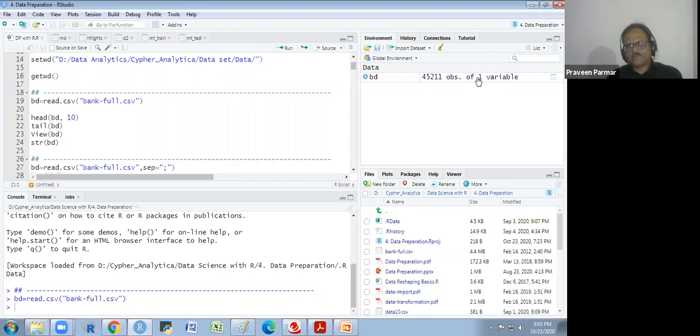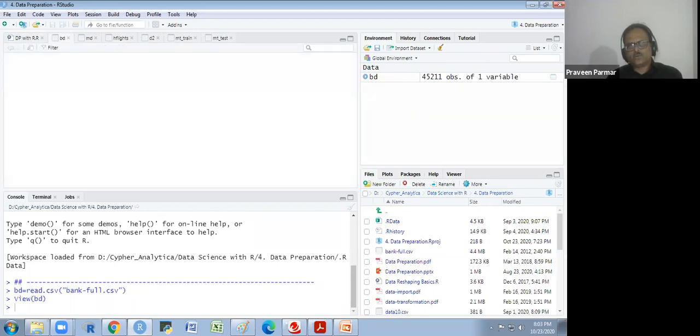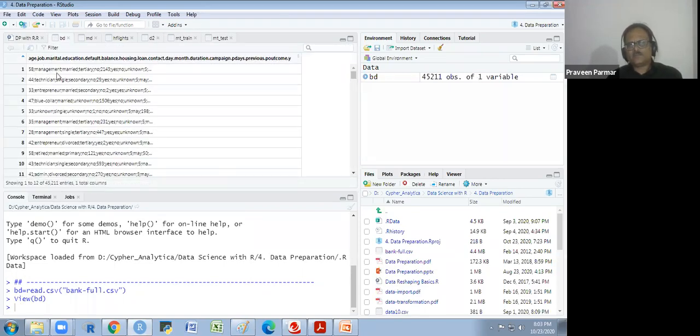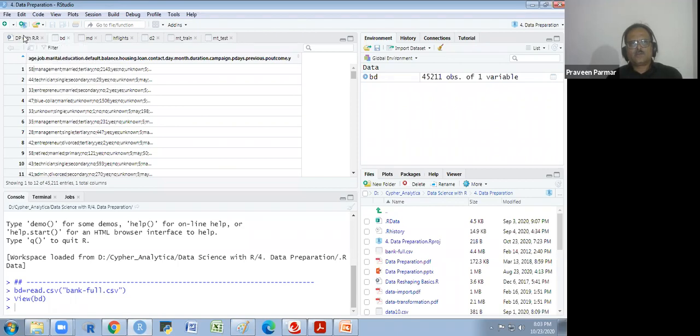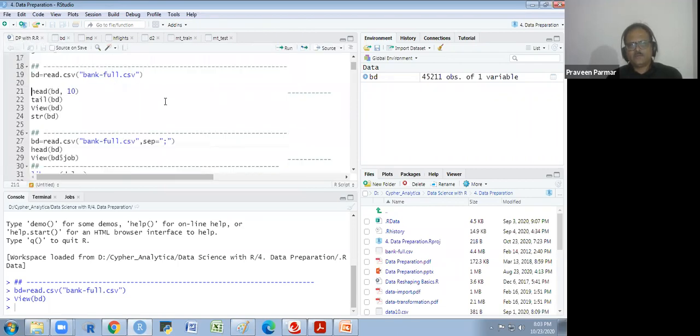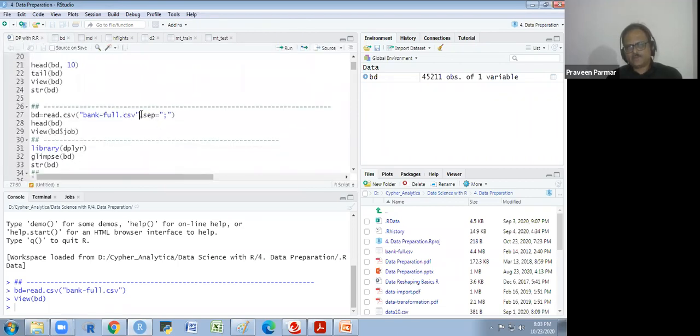No, but basically there is no one variable. If I show you the data, it is in a mismatched form. Instead of a comma, there is a semicolon. The separator is a semicolon. So whenever I read this data, I have to put the separator also there. So the separator is a semicolon.